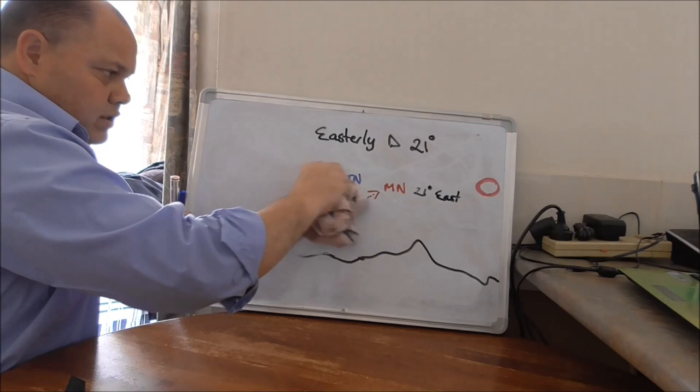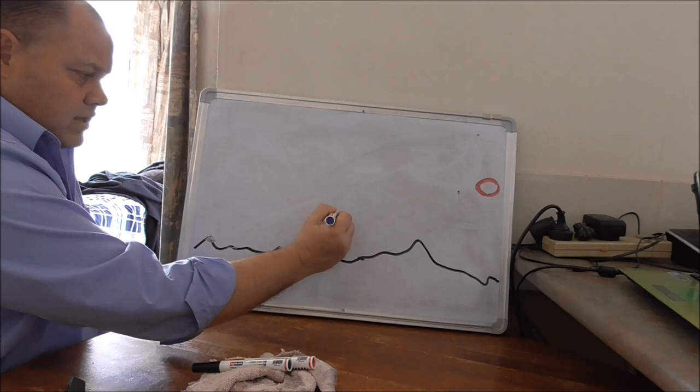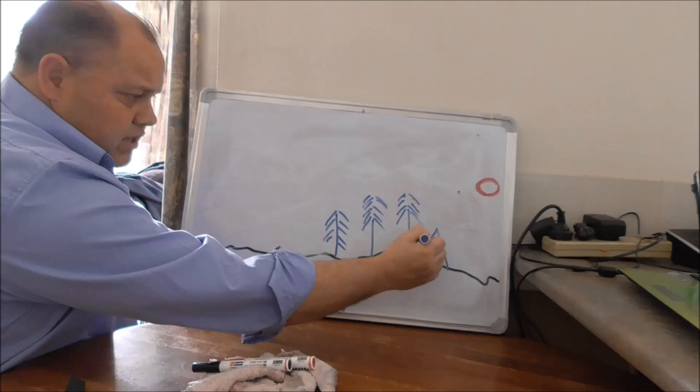Okay, now this doesn't happen very often, but it does happen. Let's say you've got some trees growing. Let's say these are all your trees here, all right? Now the trees and plants and everything else, they grow from the sun, all right? They need the sun. That's one of the things they need to grow.